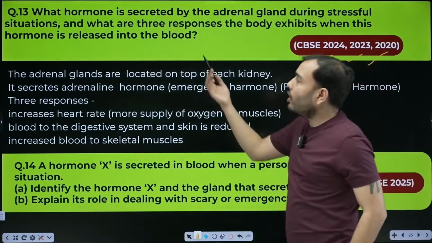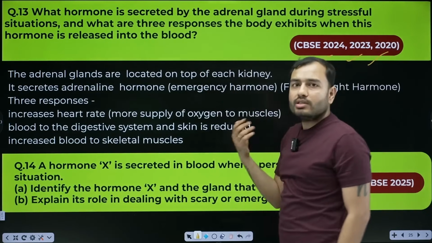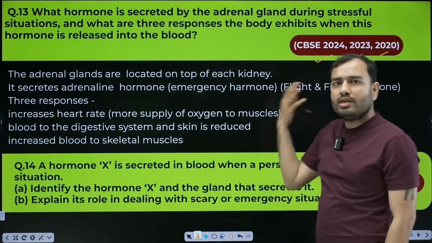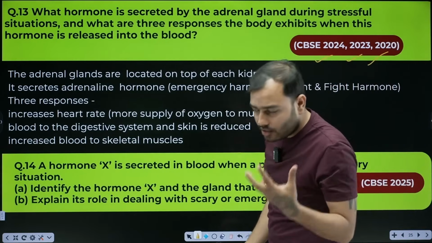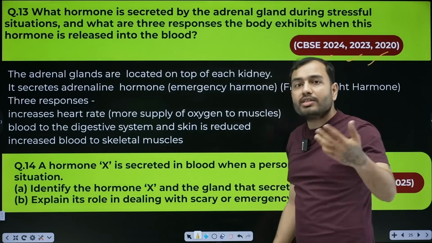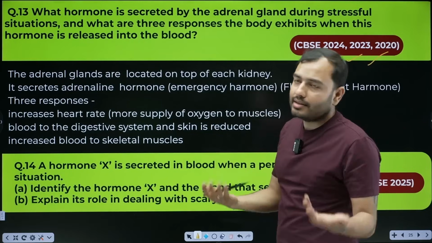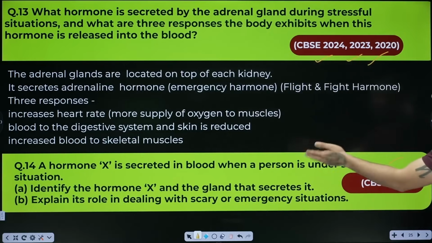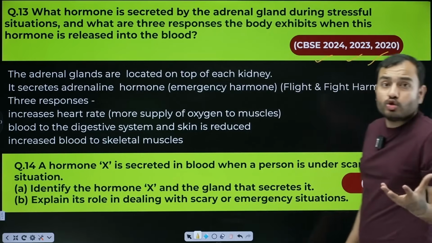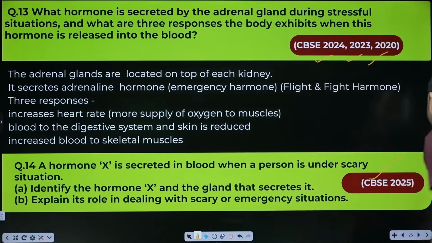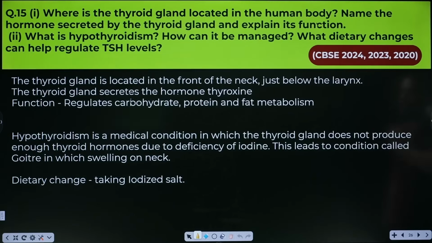Similar question. Which hormone is secreted by the adrenal gland? Adrenaline hormone. During a stressful situation, what are the three responses? So you mention the three responses. Increased heart rate, so more oxygen goes. Increased blood supply to skeletal muscles. Decreased blood supply to the digestive system and skin. That's three. The same question is asked again in 25. Which hormone is secreted in excess in the blood when a person is in a scary situation? Scary means emergency. Adrenaline hormone, the flight or fight hormone. These are things to remember, beta.